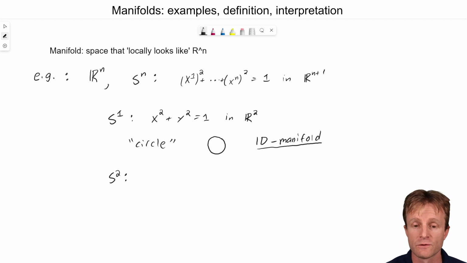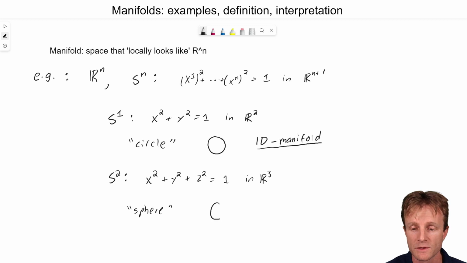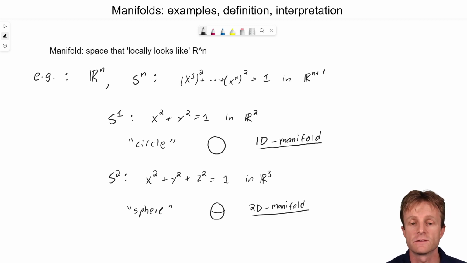S2 now is the surface of a sphere, so that would be x squared plus y squared plus z squared equals 1 in R3. Again, I'm giving it as an embedding, but it's a properly two-dimensional manifold, the surface of the sphere. And in general, an n-sphere is an n-dimensional manifold.